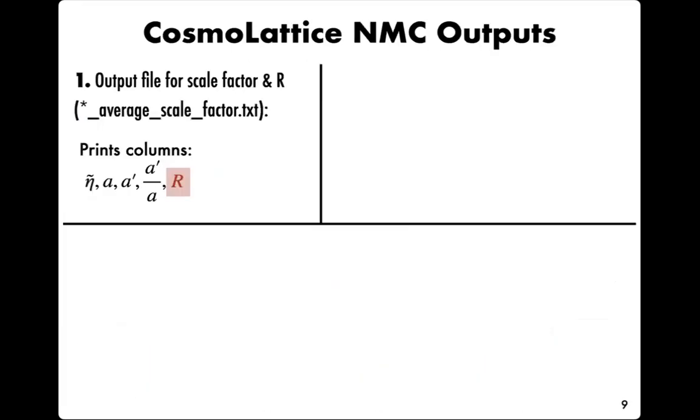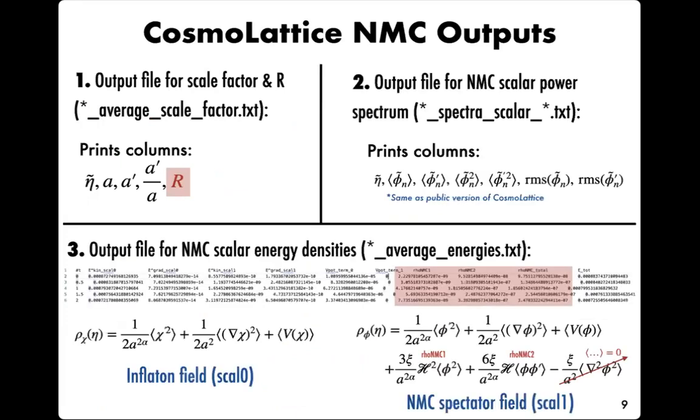Enough chat. What do the outputs look like? I'm just going to show them all here. The difference is that in the scale factor file, you now have an R kicking around in the last column, which is very useful when you're doing this business. The power spectra outputs are exactly the same. And the big changes actually come in the average energies.